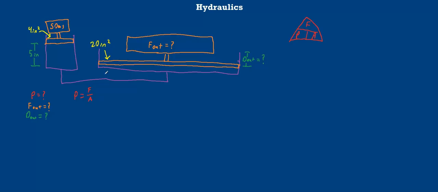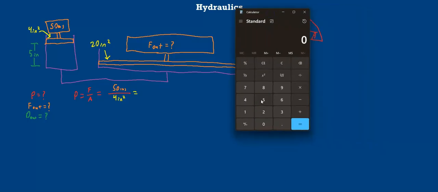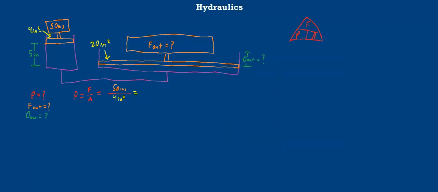And we know the force and the area on the left. The force on the left is 50 pounds. And the area on the left is 4 inches squared. And so what is 50 divided by 4? Well, if we grab a calculator real quick, we can just say 50 divided by 4 is 12.5. And so we'd say our pressure is 12.5 psi, or pounds per square inch. Okay, so that was really easy.